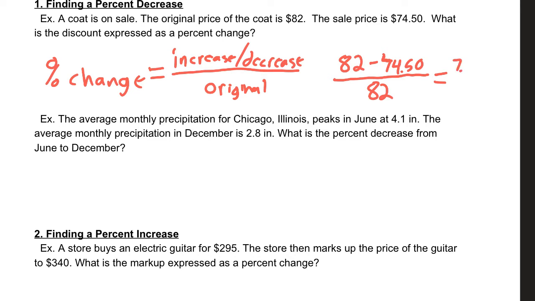So this turns out to be 7.5 over 82. And that is about 0.09, which really is 9%. Okay? So that means the price of the coat decreased by 9%. So that's a 9% discount is what's being represented there. Okay? So take your original amount minus the new amount, divide it by the original amount to get your percent change. So that's a 9% decrease in value.